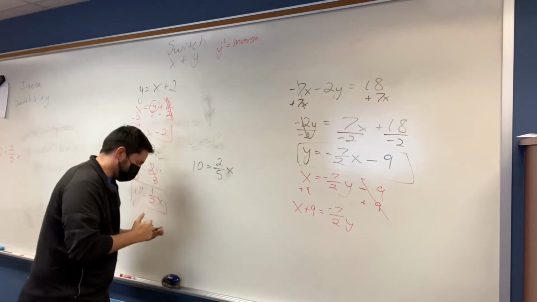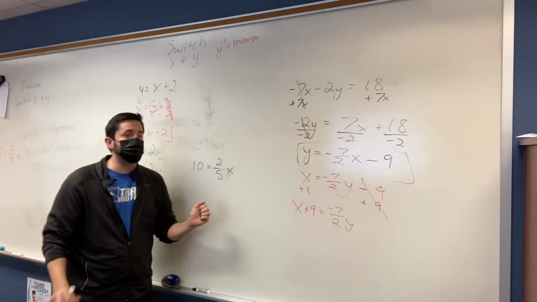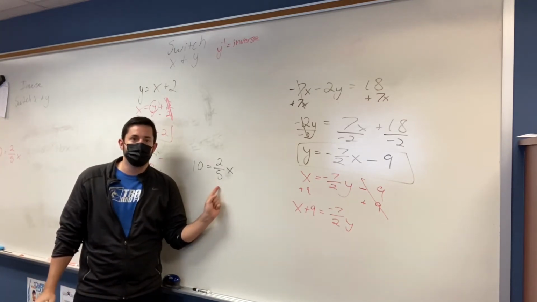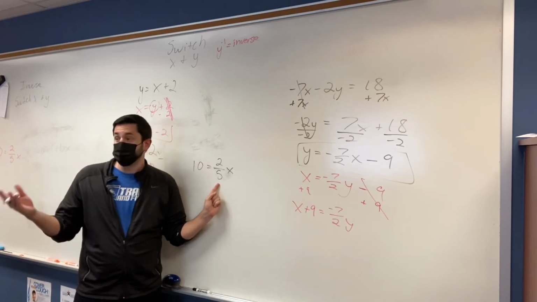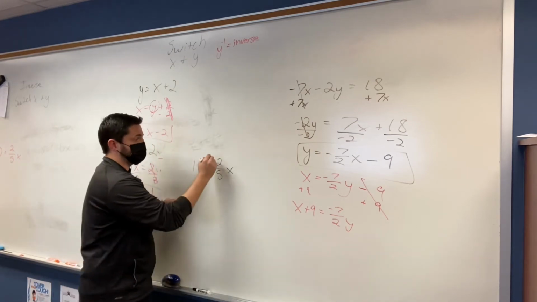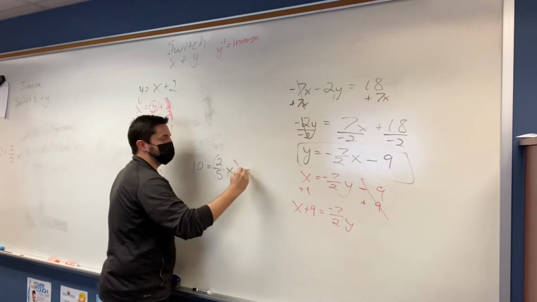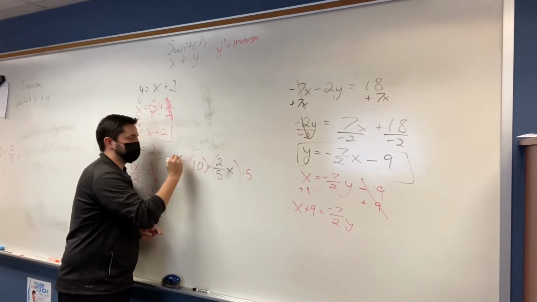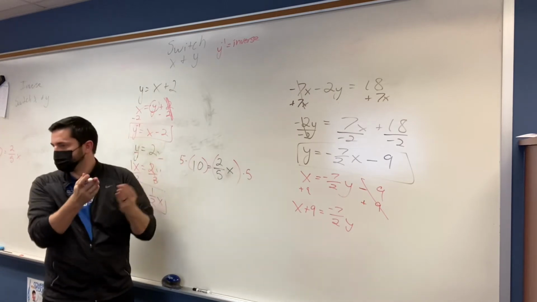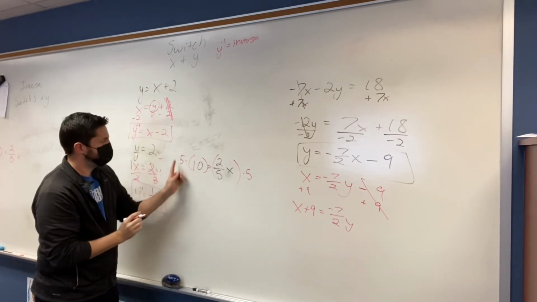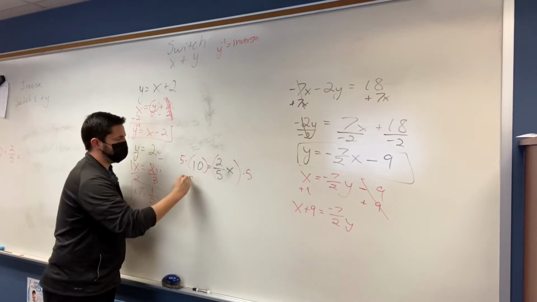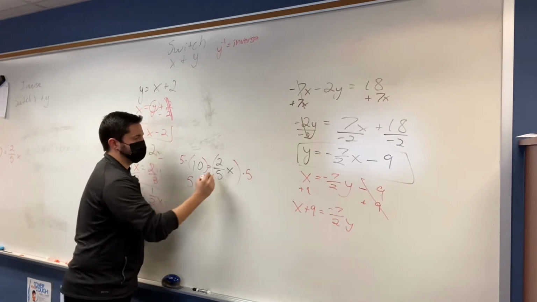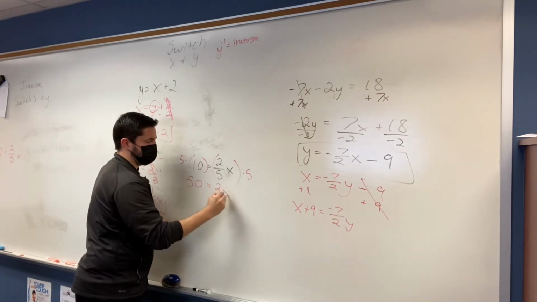I'll use a different color now. How would I get rid of a divide by 5? Multiply by 5. Y'all know how to do that. Don't freak out. I'm going to take this whole thing, times it by 5. And I'm going to take this whole thing, times it by 5. Because if I do something to one side, I got to do it to both sides. You know what I'm saying? All right. So what is this now? 50 equals what? 2x.